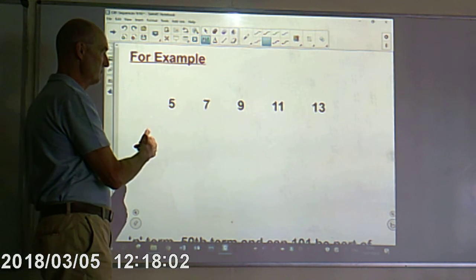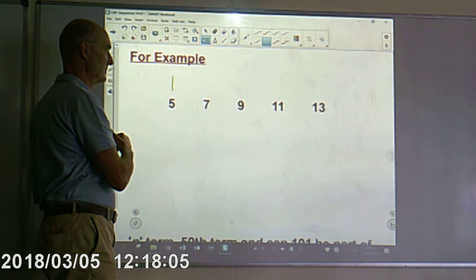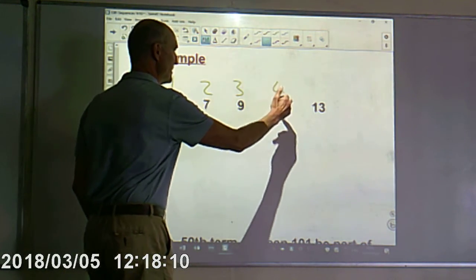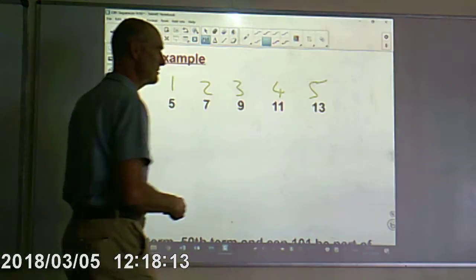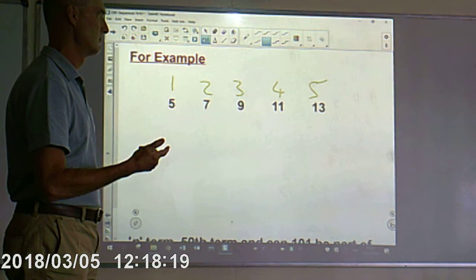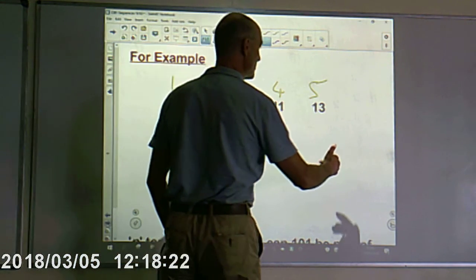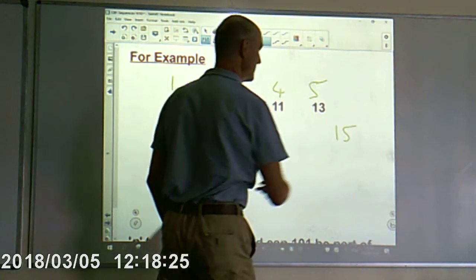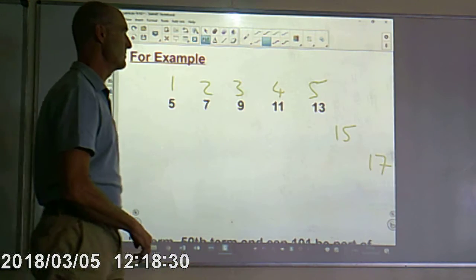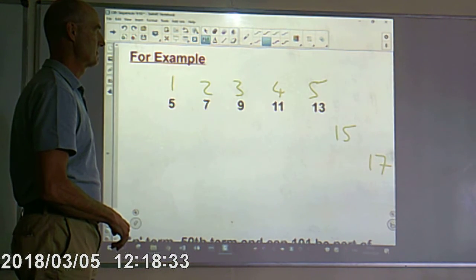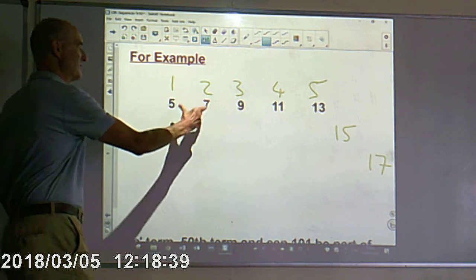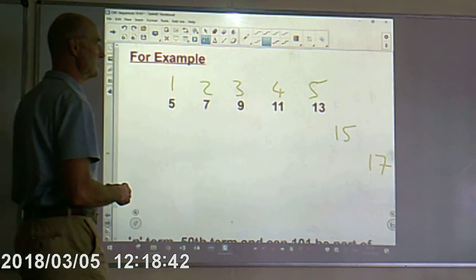The first term is 5, the second term is 7, third term 9, fourth term 11, fifth term is 13. Can we calculate the next 2 terms? What's the next 2 terms going to be? Increase 13 by 2 is going to give us 15. Increase 15 by 2 is going to give us 17, and so on. Okay? So an arithmetic sequence increases by the same number each time. The difference between the numbers is the same each time.